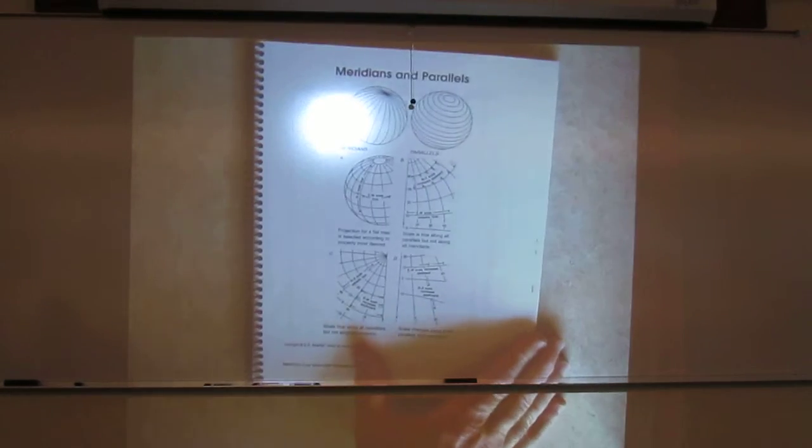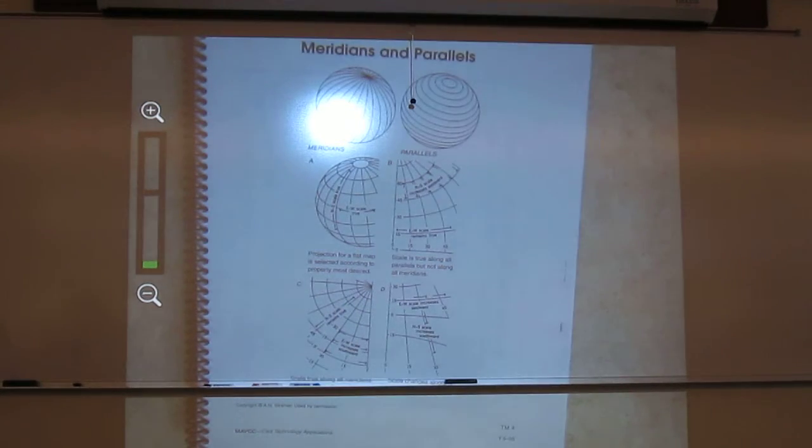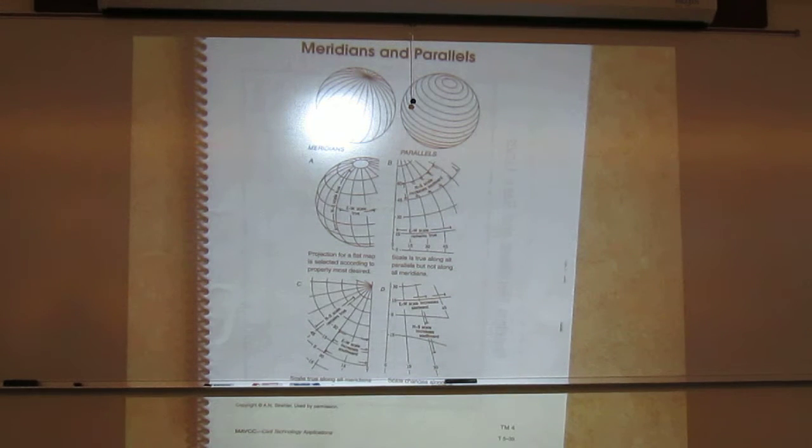Now, I want to start with the basics and ask, where does this system come from? Where do we start with it? We start with meridians and parallels. Most of you probably know, way back in the seafaring days, I think the Phoenicians or Vikings started all of this. These also have terms called latitudes and longitudes. Which one's the latitude, which one's the longitude?